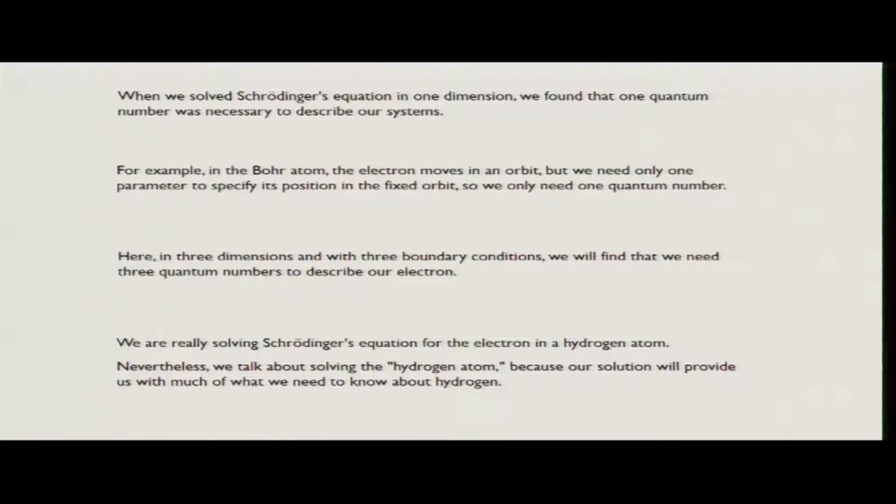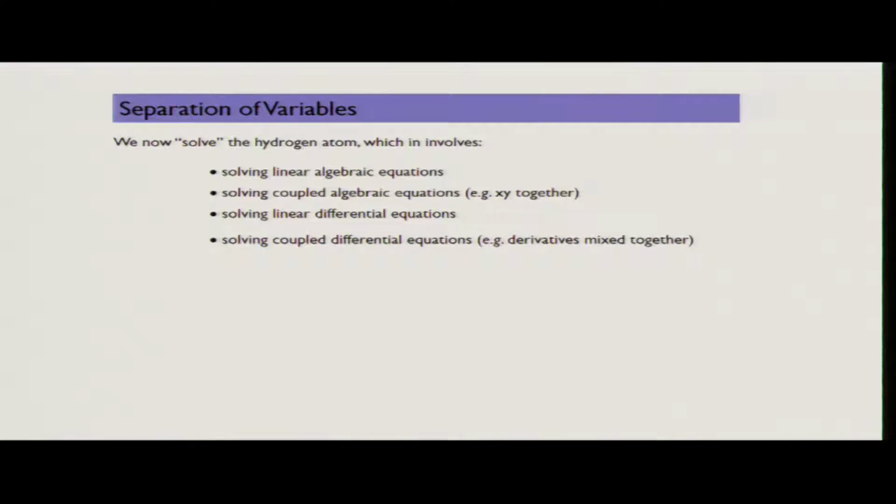We are really solving Schrodinger's equation for the electron in the hydrogen atom. However, we talk about solving the hydrogen atom because our solution will provide us with much more of what we need to know about hydrogen. That is because for a one electron system with Coulombic interaction, once you have solved it, you have essentially solved the whole thing. As we have been discussing, there is solving linear algebraic equations, solving coupled algebraic equations, for example x and y together, solving linear differential equations, and solving coupled differential equations, with derivatives mixed together. That is what we have in this case. We have a coupled linear differential equation to solve.